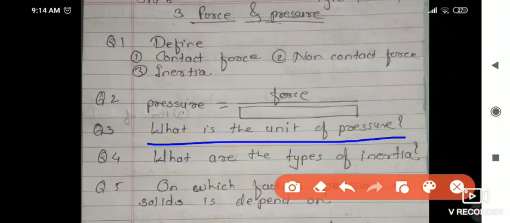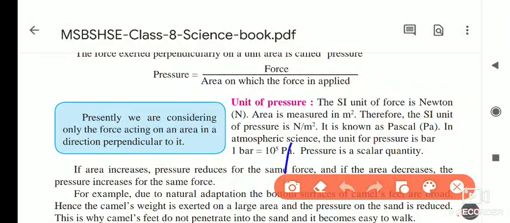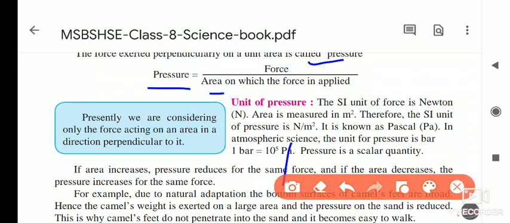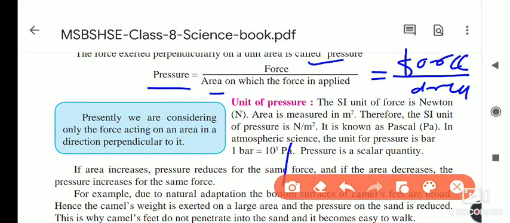Both these questions' answers you will get in one paragraph only. Here it is the formula of pressure: pressure is equal to force upon area. Instead of this, what I told you to write, if you write force upon area, that much is also okay. And here it is given, area on which force is applied. This is the extra sentence added here. So pressure is equal to force upon area.